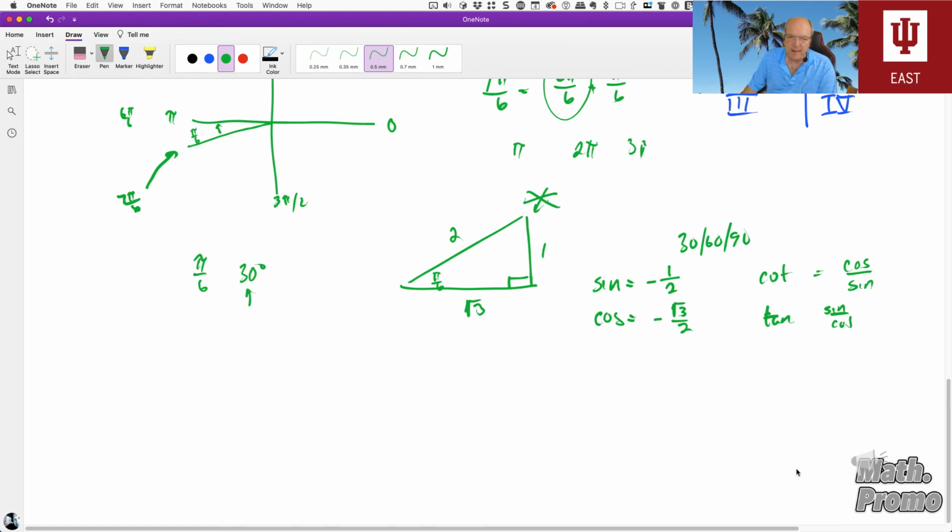Well, okay. We're going to do two things. I'll show you one shortcut that you could do. So you've got negative 1/2. Well, actually, the top is cosine. So cotangent equals cosine over sine. So you have negative square root of 3 over 2 over negative 1/2. Agreed?